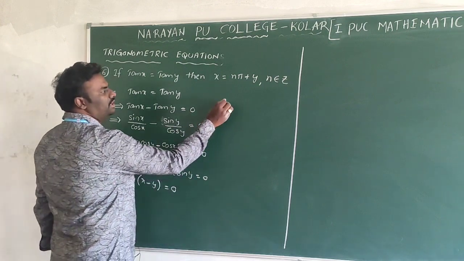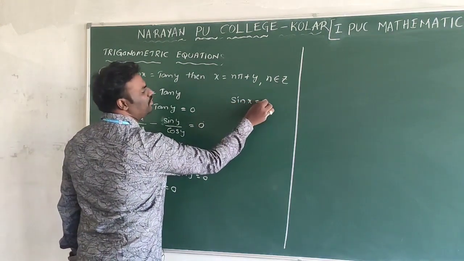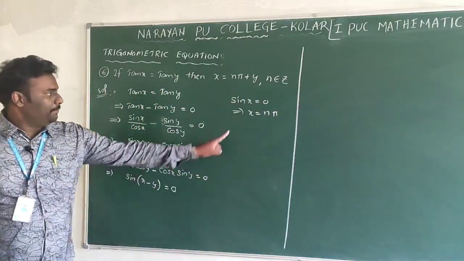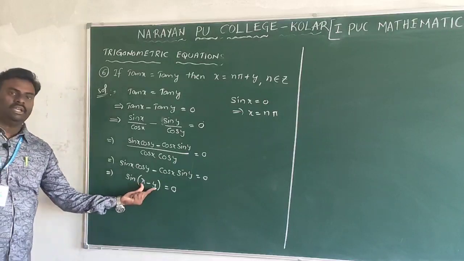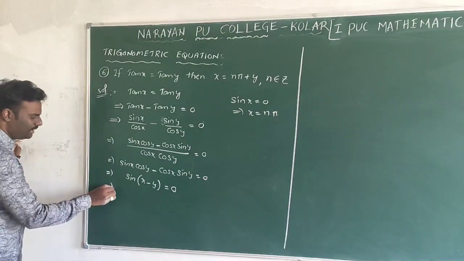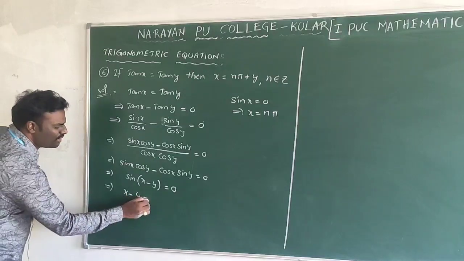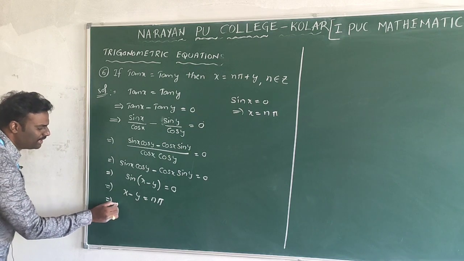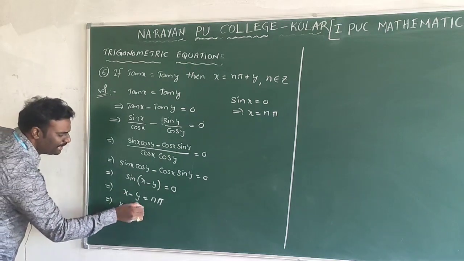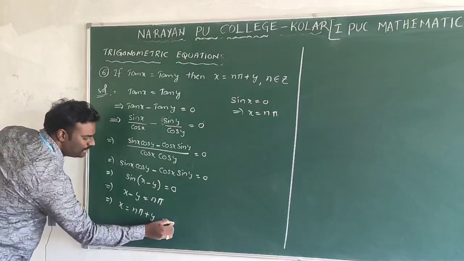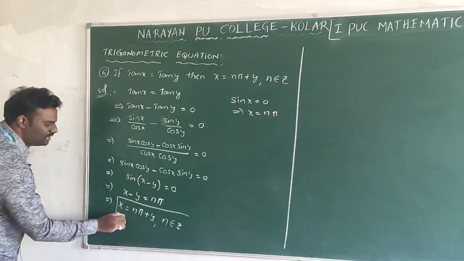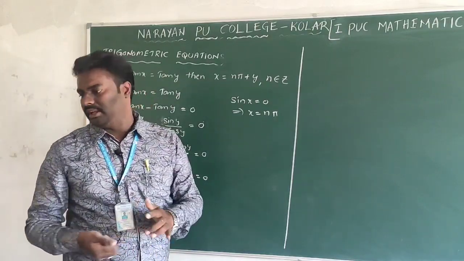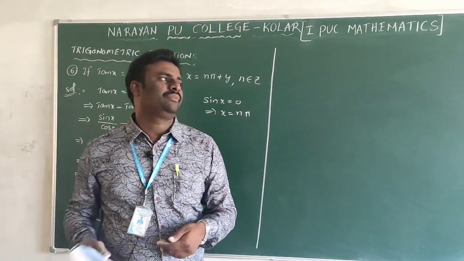Already we know the general solution for sin x is equal to 0 is x is equal to n pi. In place of x, we have x minus y. That's why it can be written as x minus y is equal to n pi. Send minus y this side. Now you will get x is equal to n pi plus y, where n belongs to Z. So this is the general solution for tan x is equal to some constant. Okay. Now we will discuss a few problems.